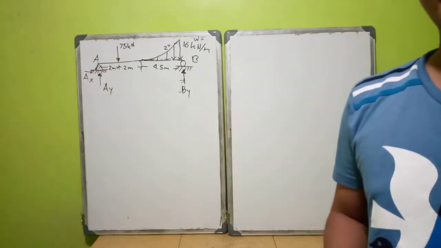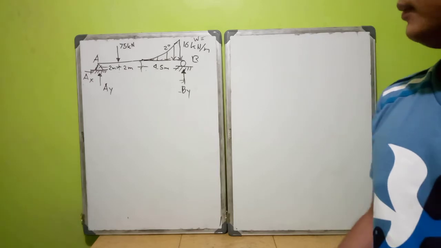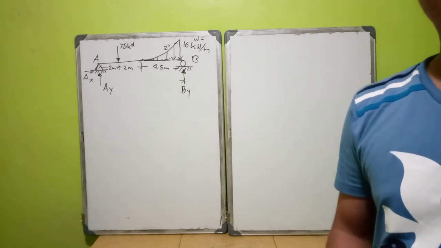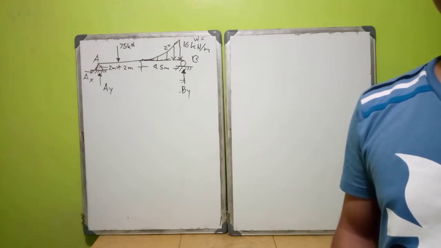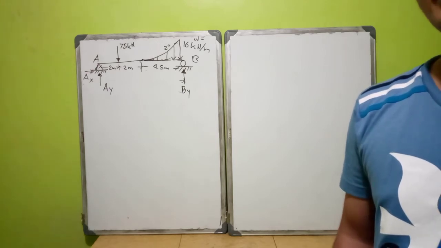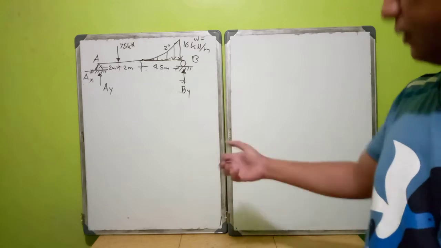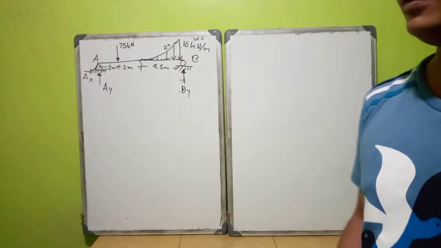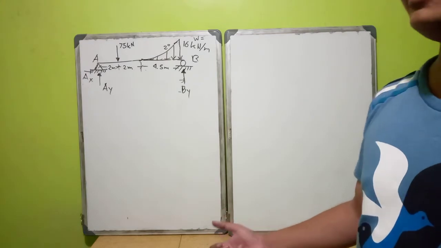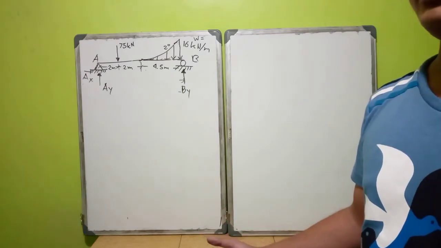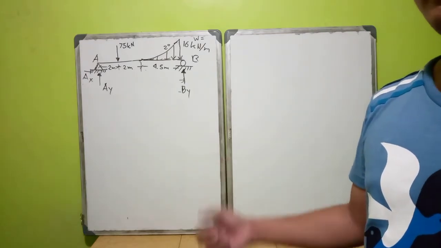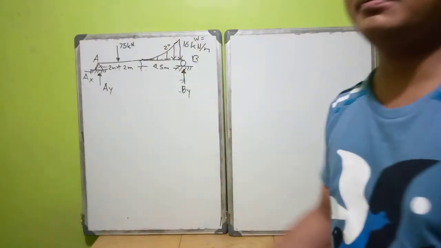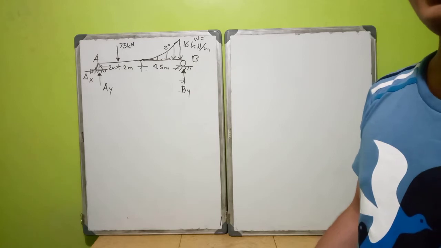Okay, so let's have another example. This will be our sixth video for the topic shear and moment diagram, and this is actually the fourth example. Please consider these beams. As you can see, the difference from part 5 is that this will be a 2-degree curve. That is the only difference.